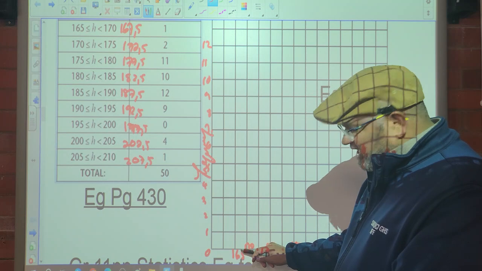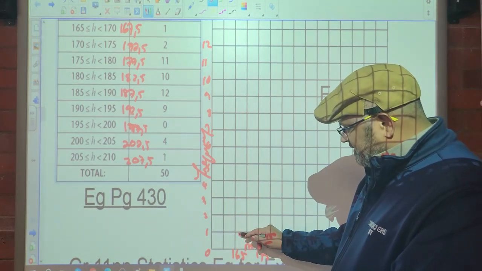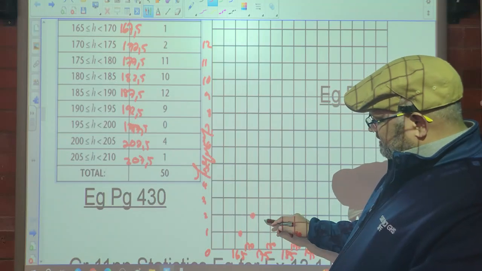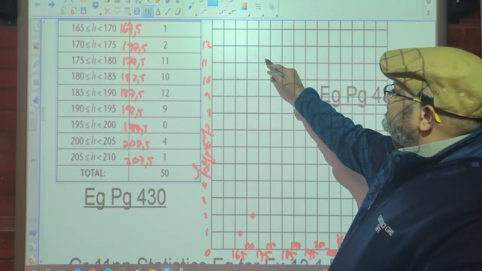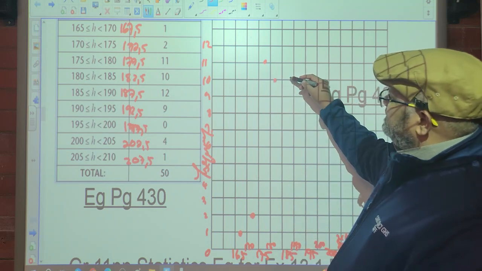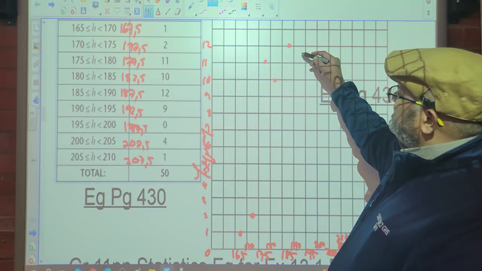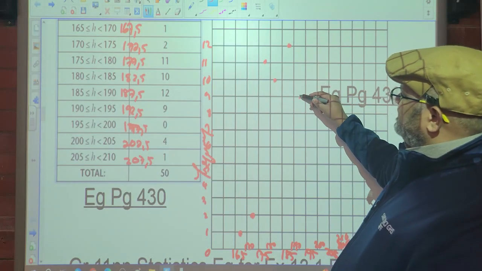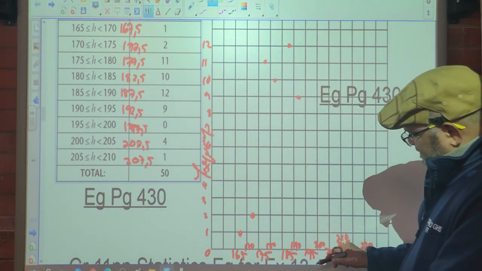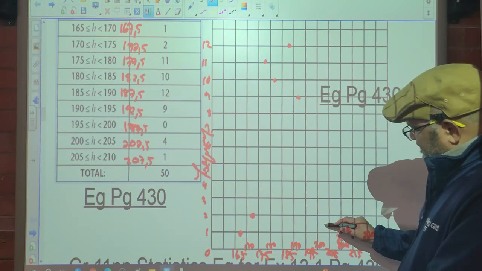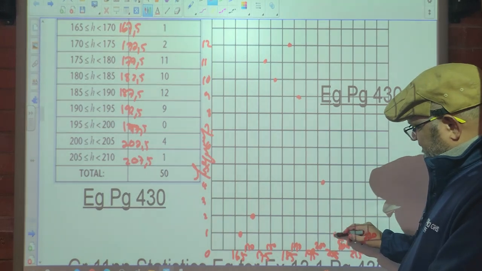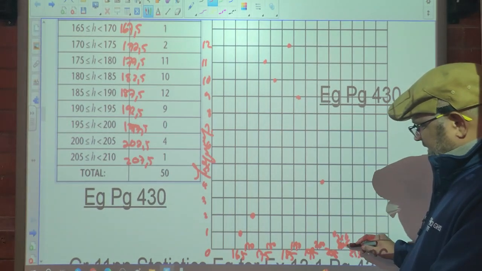So 167.5 is now the middle here, and the frequency is 1. The next one is 2. The next one is 11. And then 10. And then 12. And then 9. And then 0. And then 4. And then 1. And that's it.